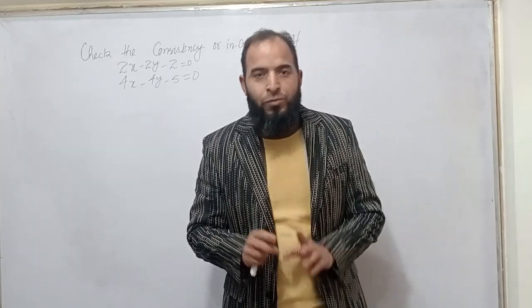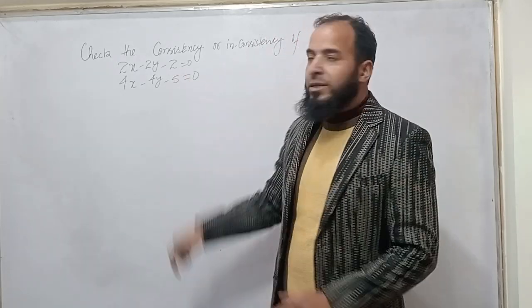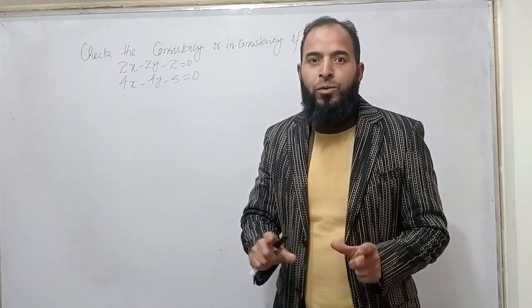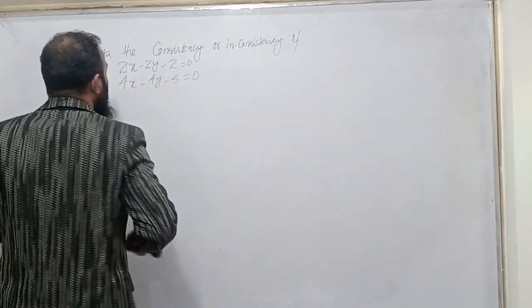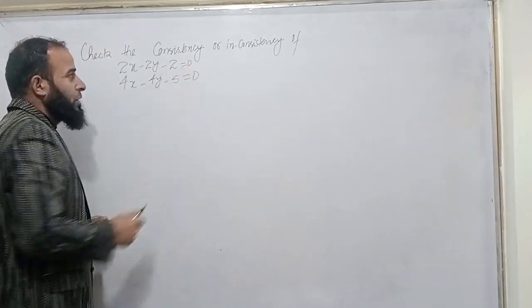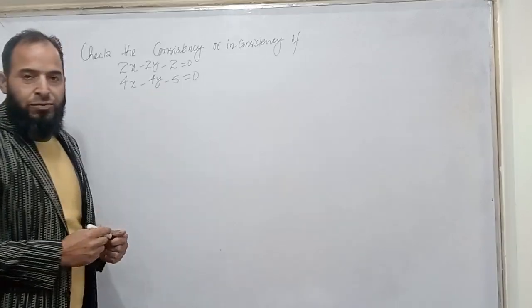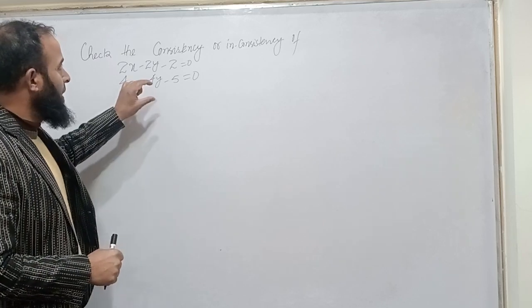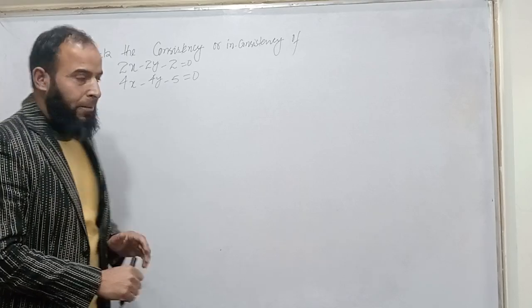In this video, we will check the consistency or inconsistency of a pair of linear equations. We have got a pair of linear equations, that is 2x minus 2y minus 2 is equal to 0 and 4x minus 4y minus 5 is equal to 0. Let's see whether this pair of linear equations is consistent or inconsistent.